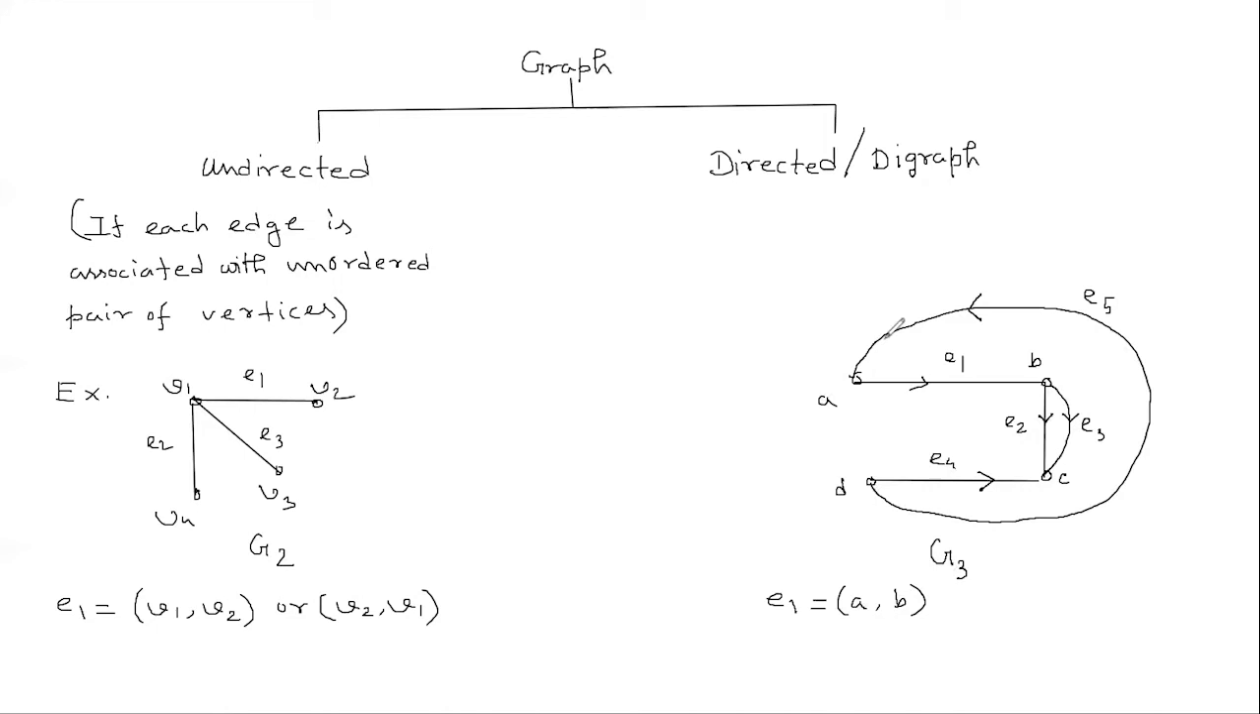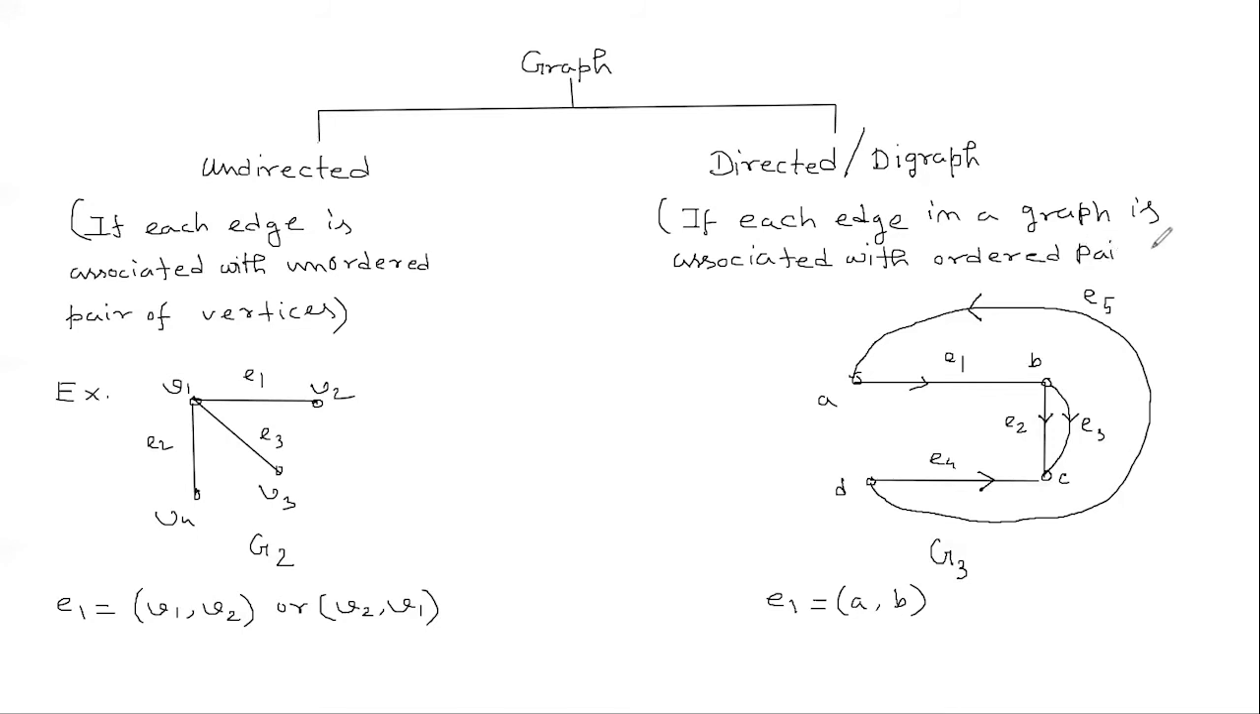So if in a graph all the edges are directed edges, that means associated with ordered pairs of vertices, then we say this is a directed graph or digraph. So if each edge in a graph is associated with an ordered pair of vertices, then we say it is a digraph.